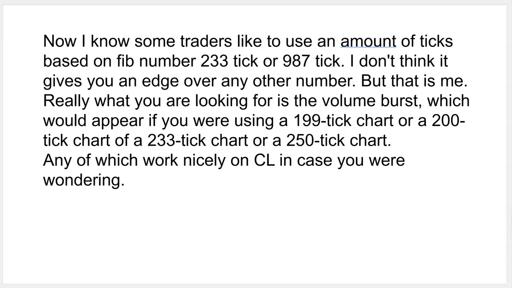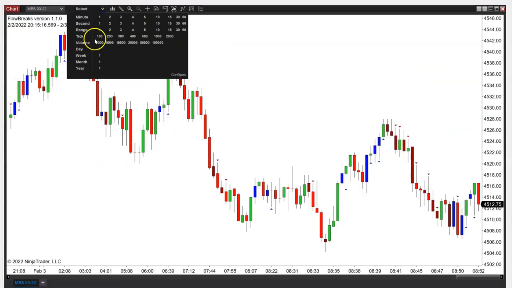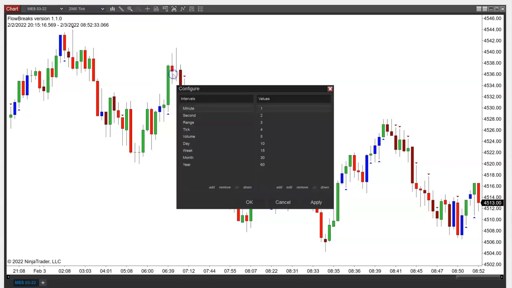Really what you're looking for is the volume burst, right? Which would appear if you're using a 199 tick chart or a 200 or a 233 or a 250 tick chart, any of which honestly work nicely in crude oil, in case you're wondering where crude oil sort of fits in here. So let's pull up a crude chart. Okay. Well, let me go in here first before I do that. I'll add some of these numbers. So I got 200, 300. All right, I'll add. Go to tick here.